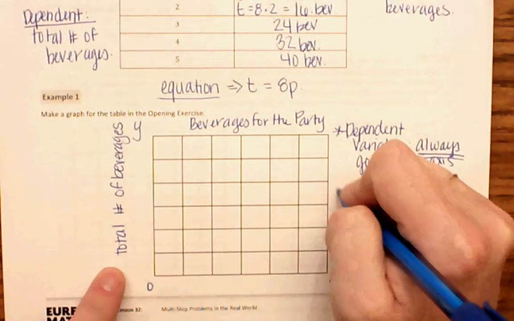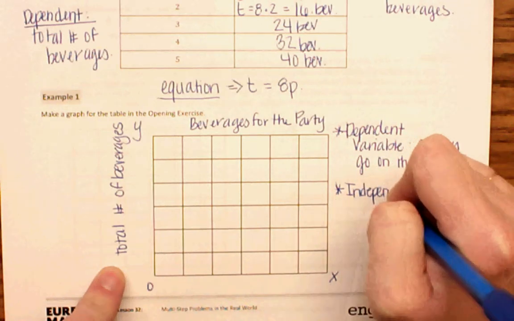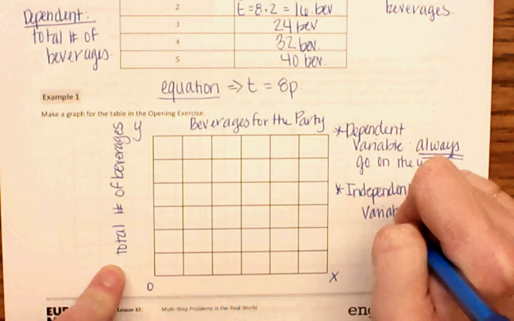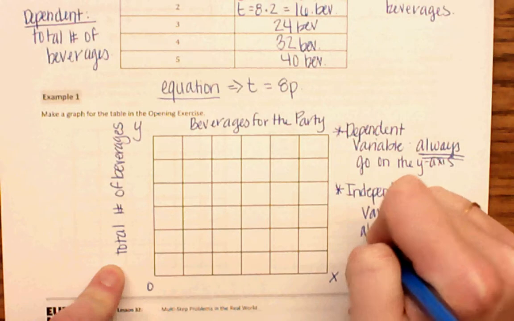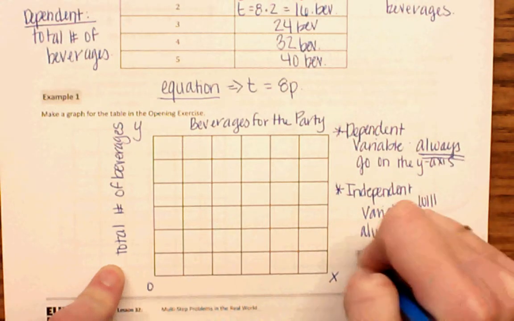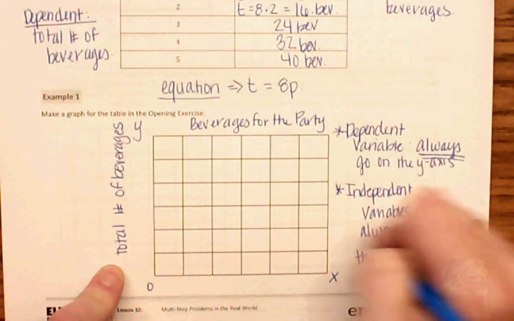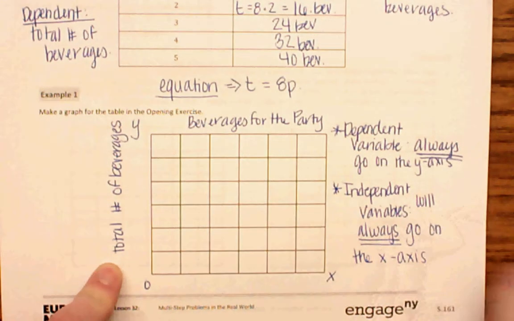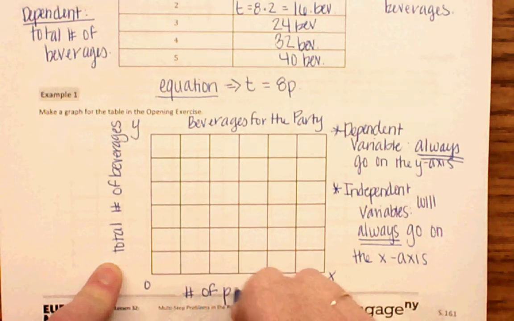Now I need to think about my independent. My independent variable will always go, hold on, let me catch up with my writing, will always go on the x-axis. Okay, always, always, always. So your independent variable for this problem is your number of packages.